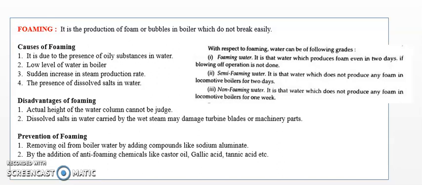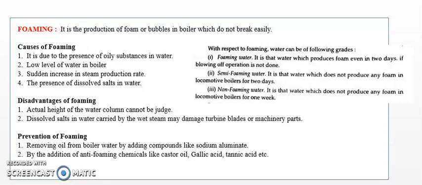There are some disadvantages of foaming. We cannot judge the actual height of water. Dissolved salts in water carried by the wet steam may damage turbine blades or machinery parts. Foaming is prevented by removing oil from boiler water by adding compounds like sodium aluminate, and also by the addition of anti-foaming agents like castor oil, gallic acid and tannic acid.